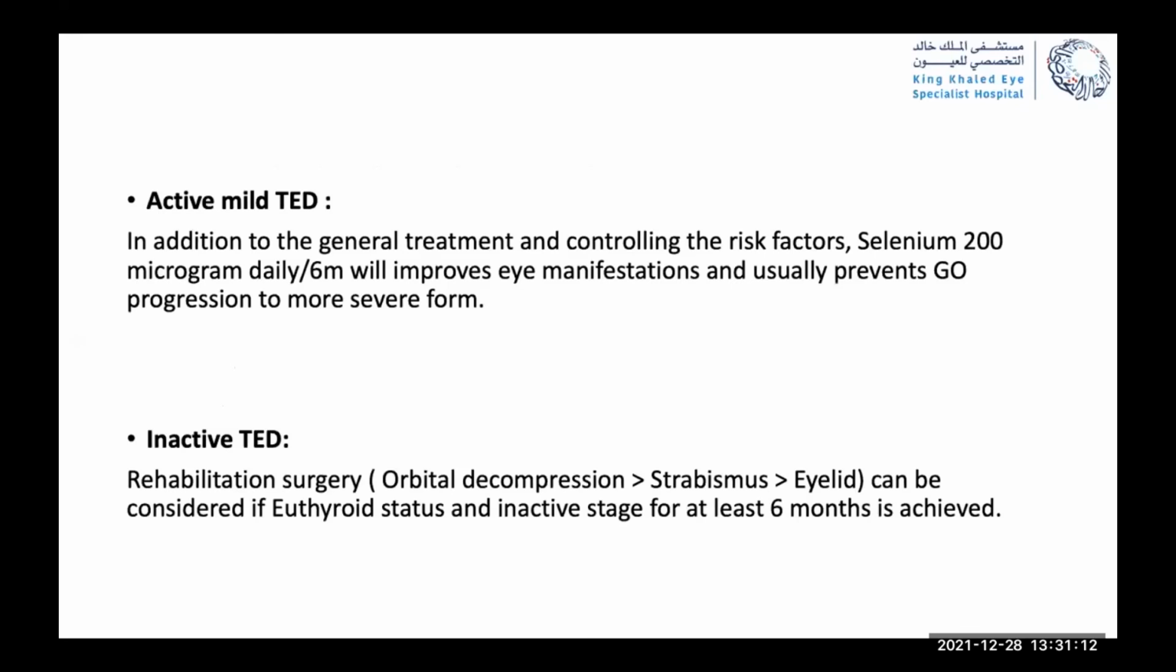Okay. If we are dealing with active but mild thyroid eye disease, in addition to the general treatment and controlling the risk factors that have been discussed earlier, selenium 200 microgram daily for 6 months will improve eye manifestations and usually prevent progression to a more severe form. If we are dealing with inactive thyroid eye disease, then we can consider rehabilitation surgery. If the patient is bothered by the proptosis, then we can do orbital decompression as the first surgery, followed by strabismus surgery, if any, and the final surgical step is eyelid surgery. That can be considered only if euthyroid status and an inactive stage for at least 6 months are achieved.